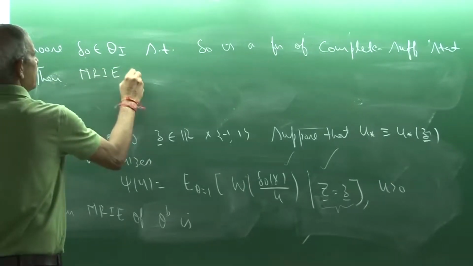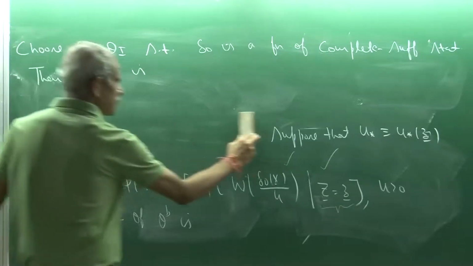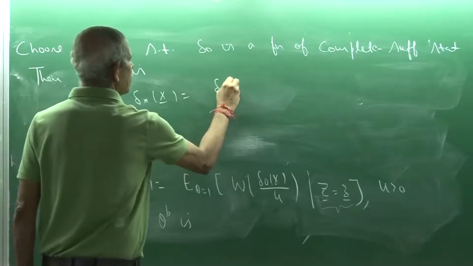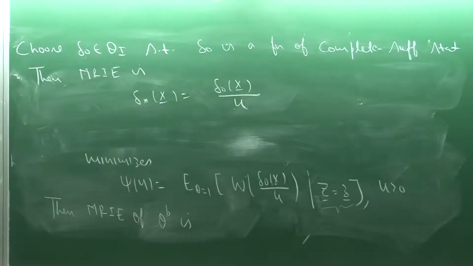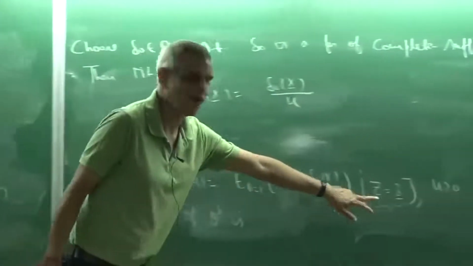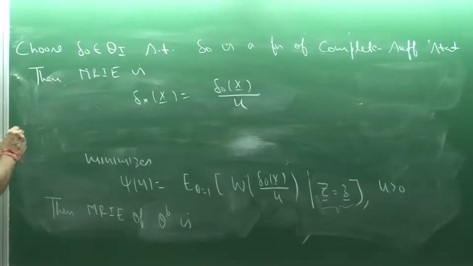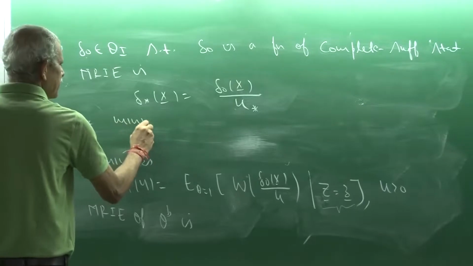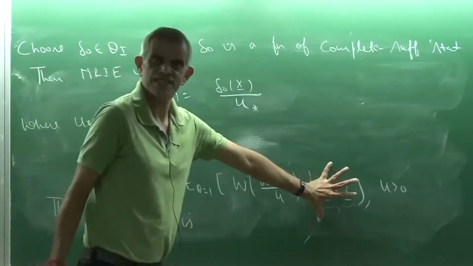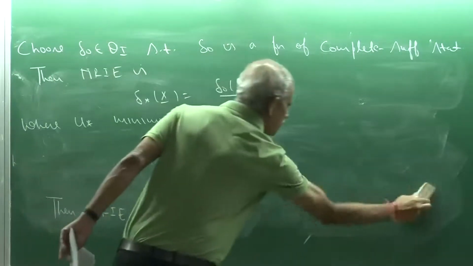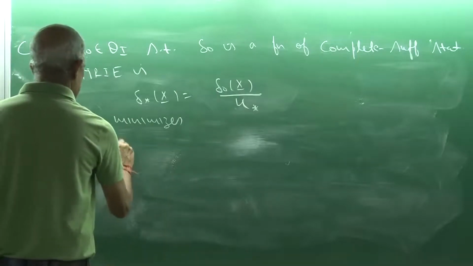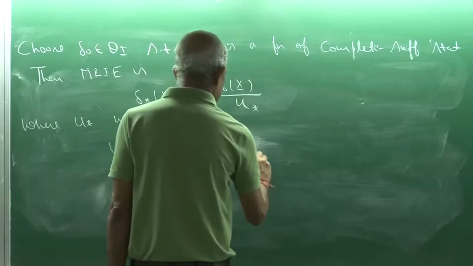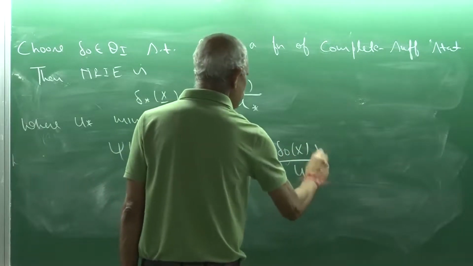So then the MRI is delta star x as delta naught x by U star, where U star minimizes, now in this case, this expectation, psi of U, which is E theta is equal to 1, W of delta naught x by U. U no longer depends on Z, because this conditional expectation now no longer depends on Z. There is no conditional expectation.